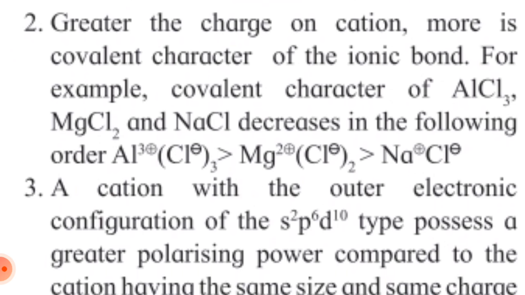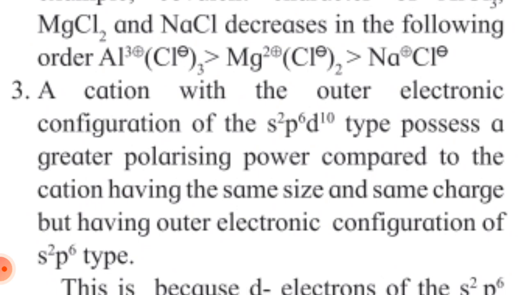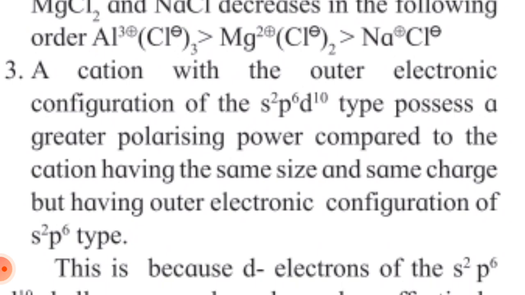Greater the charge on cation, more is the covalent character of ionic bond. For example, covalent character of aluminum trichloride, magnesium dichloride and sodium chloride decreases in the following order: Al3+Cl-3 greater than Mg2+Cl-2 greater than Na+Cl-.